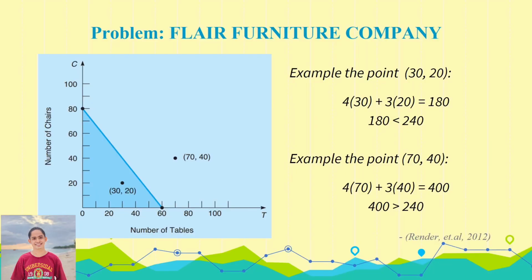For example, the point 30 and 20, which equals 180. Since 180 is less than 240, which is the limit, this point satisfies the constraint, and all points on this side of the line will also satisfy the constraint, which is indicated by the shaded region. Then, for example, point 70 and 40, which totals 400, which is greater than 240, the limit. This point and every other point on that side of the line would not satisfy this constraint, for they would require more than the 240 hours that are available.